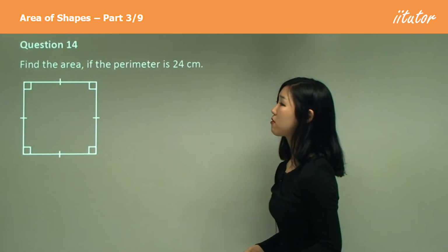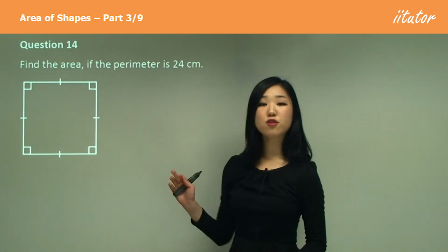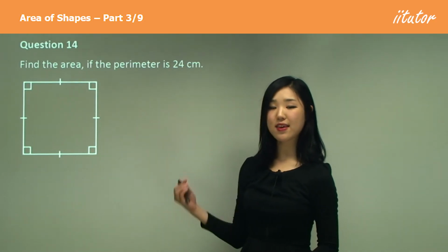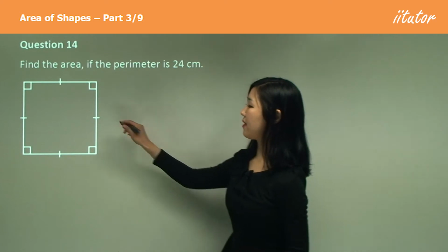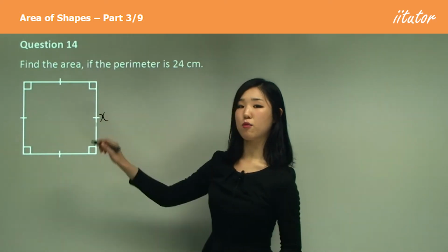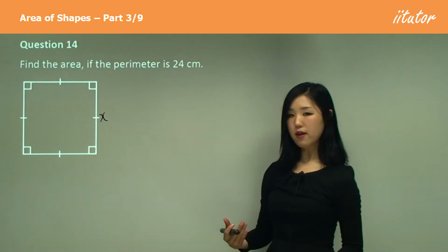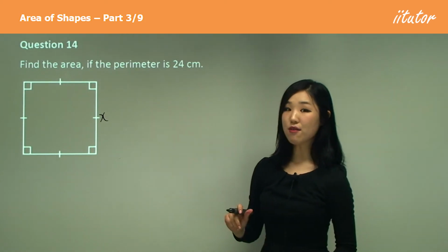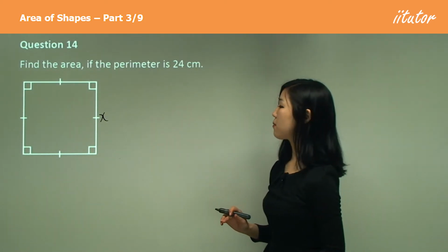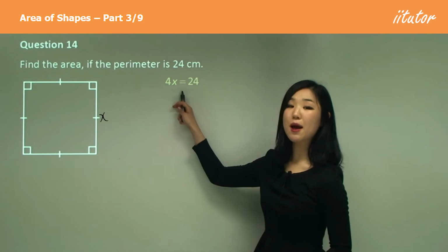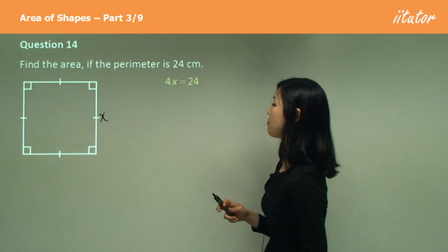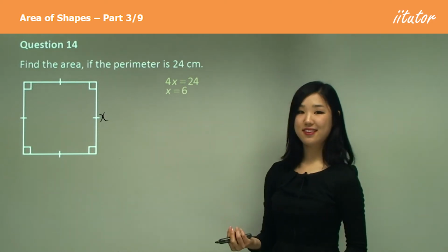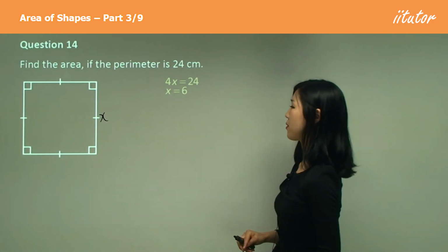14, find the area. Now they give you the perimeter is 24 centimeters, so they don't give you the length of the side. Instead, they give you the perimeter. So now, again, if I let the side be x, all sides must be x, right? So if I'm talking about perimeter, how many x's do we have? 4. So to get the perimeter, we simply need to do 4 times x, which is 24. And then divide both sides by 4, so I have x is 6. Yeah, because 24 divided by 4 is 6.